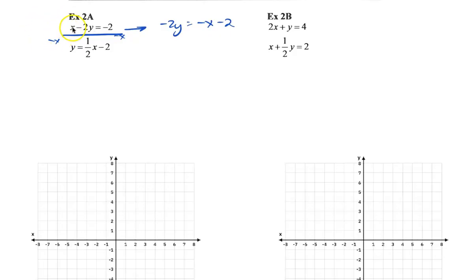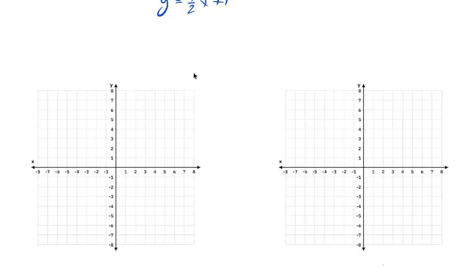Right, I subtracted that x from both sides. So it's canceled out, and you have this. Now we want to get rid of that negative 2, so we have to divide everything by negative 2. So we get y is equal to, 2 negatives make a positive, this is 1/2 x. And then again, 2 negatives make a positive, I get plus 1. So that's my equation for this guy. So, right, trying to get y by itself. Subtract the x from both sides, divide by negative 2.